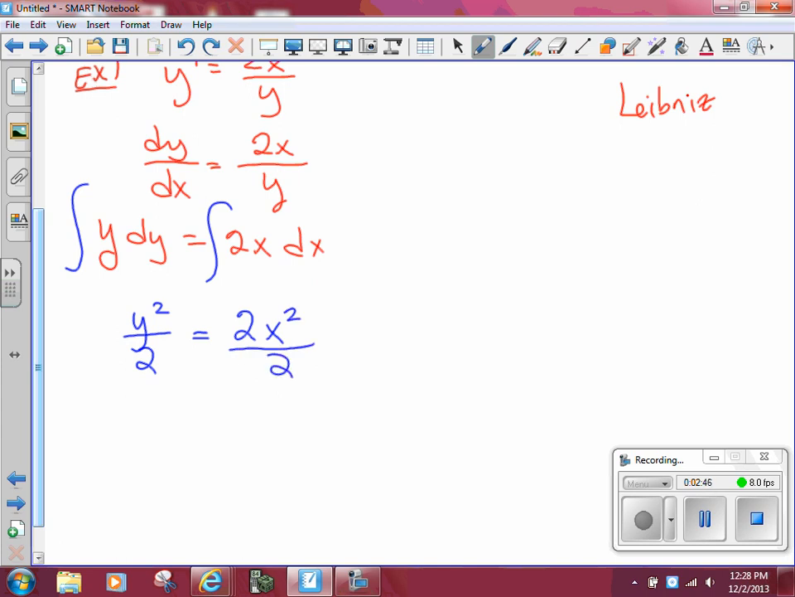Plus c. Why? Because it's an indefinite integral, yes? Just at the end, and I'll explain why in just a second. Technically, it needs to be on both sides. However, I'll address that in just a second. I've got to clean this up. Y squared over 2 is equal to x squared plus c. Technically, I need a c on both sides. However, they work themselves out.